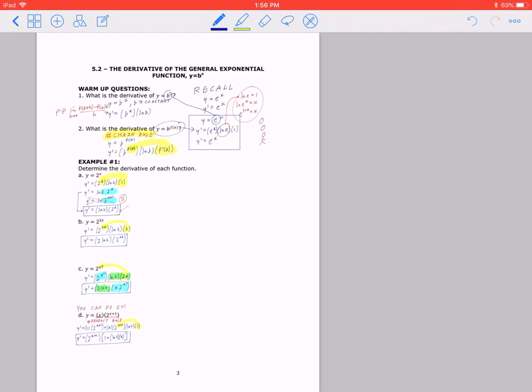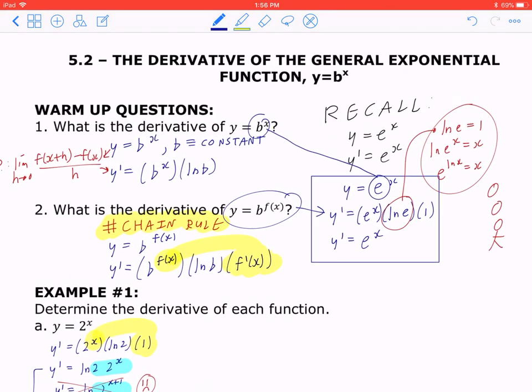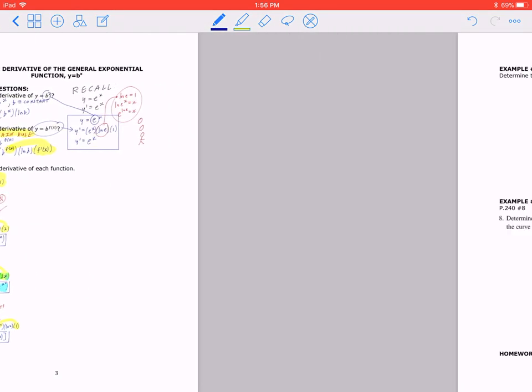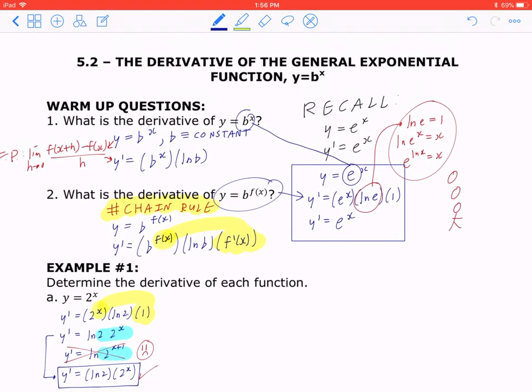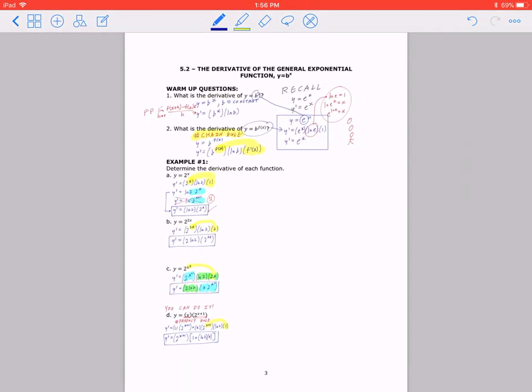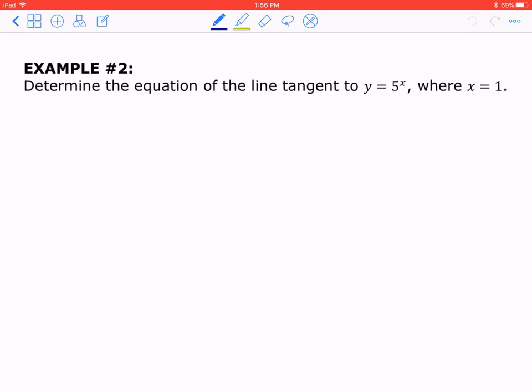Hi everyone, this is the video lesson of 5.2, the derivative of the general exponential function y equals e to the power of x, part 2. If you haven't watched the first part yet, please go back and watch it. We've talked about the warm-up, example number 1, a, b, c, and d. Let's continue. Example number 2.